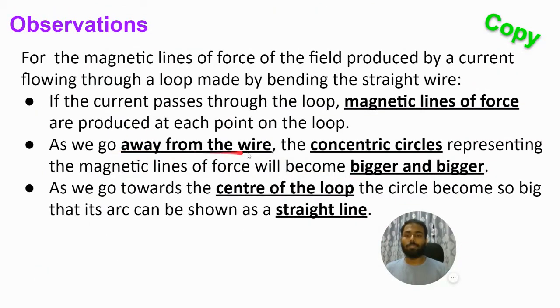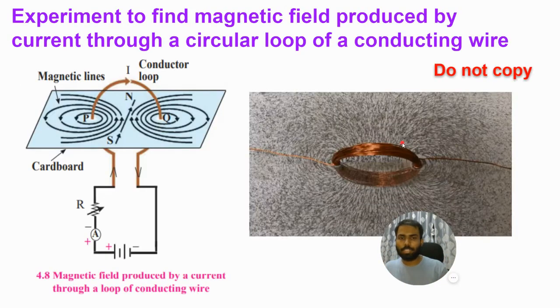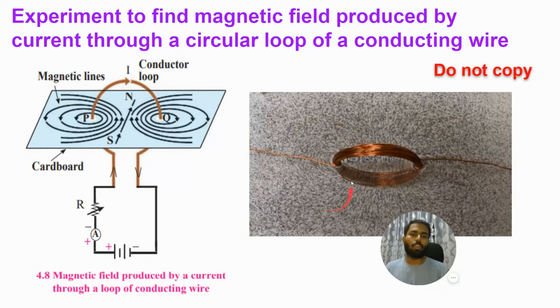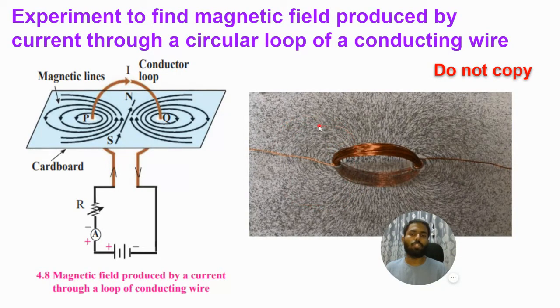Next, as we go away from the wire, the concentric circles representing the magnetic lines of force become bigger and bigger. Okay, concentric circles, जिसका center same है. So what they are saying, जैसे तुम वायर से दूर जा रहे हो, वो जो सर्कल्स है वो बड़े बड़े होते जाएंगे. Let us see. यहाँ पे देखो, यहाँ पे छोटा सर्कल है, फिर यहाँ पे बड़ा सर्कल, फिर और दूर जाओगे तो और बड़ा सर्कल, और दूर जाओगे तो और बड़ा सर्कल.